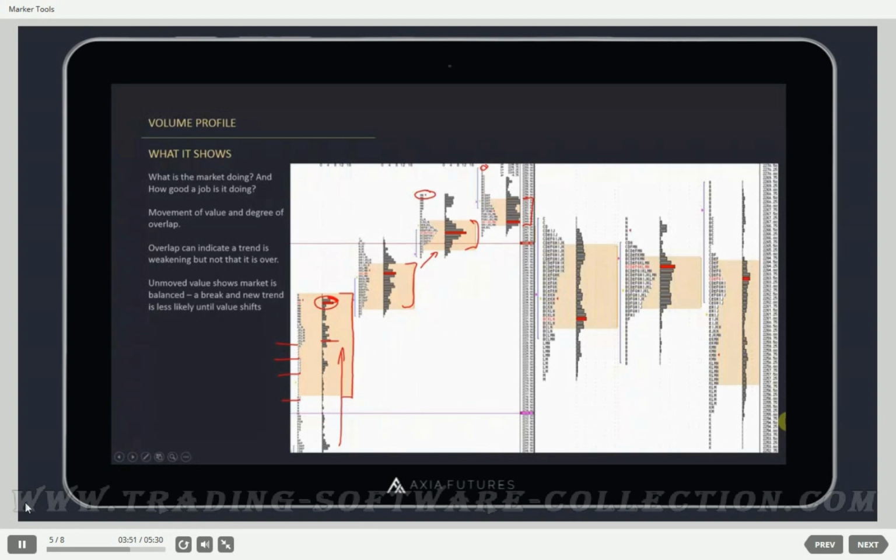Now, we've got 2 days of completely unmoved value. With that in mind, you're then thinking, right, I don't want to be looking at breakout trades. Value's not shifting at the moment. You need to see value starting to build somewhere outside of this area here. If you don't see it the following day, we get an attempt higher.